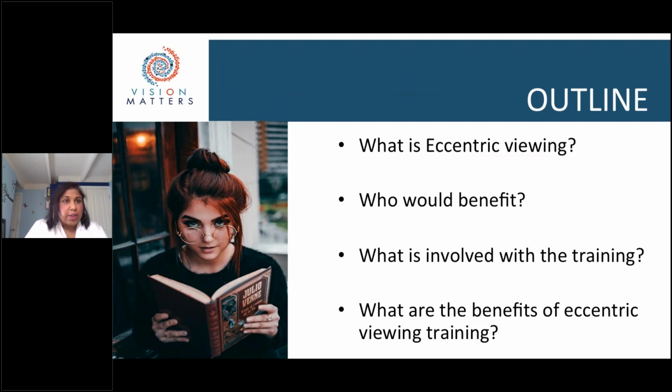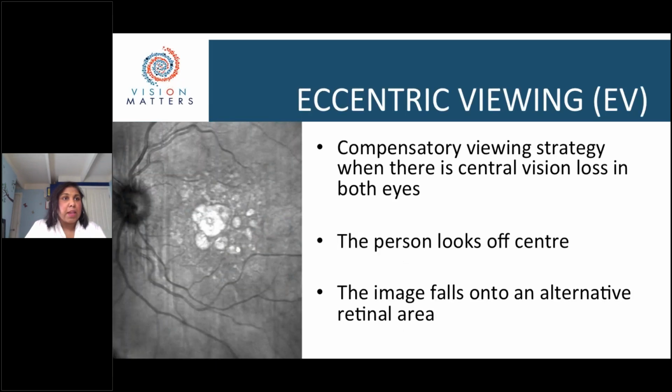So I've mentioned eccentric viewing, but I will talk further about what it actually is, some key principles around this, the techniques used for training eccentric viewing, who's eligible, and what are the outcomes and benefits of eccentric viewing training. Eccentric viewing training is a technique used by people that have central vision loss in both eyes. What happens is that the person tries to compensate for their vision loss by attempting to look around the area that is lost. The technical term for eccentric means not placed centrally.